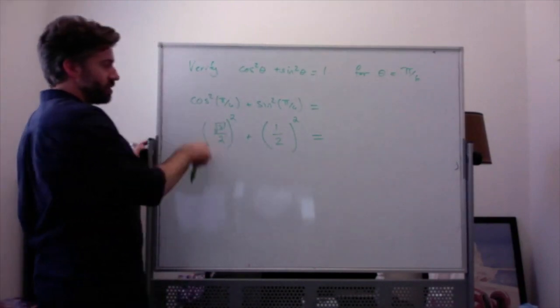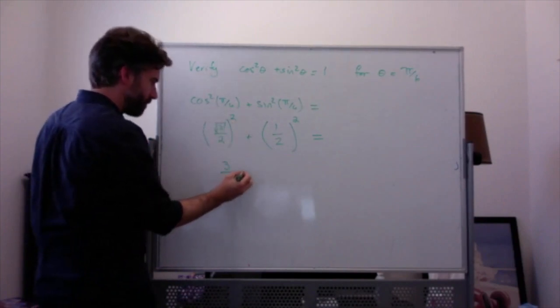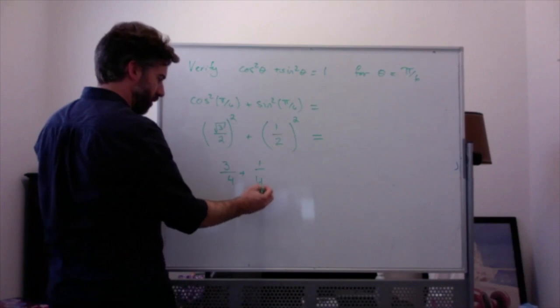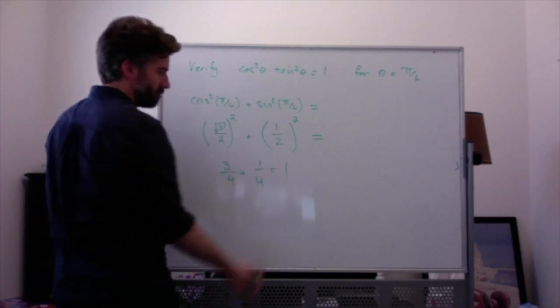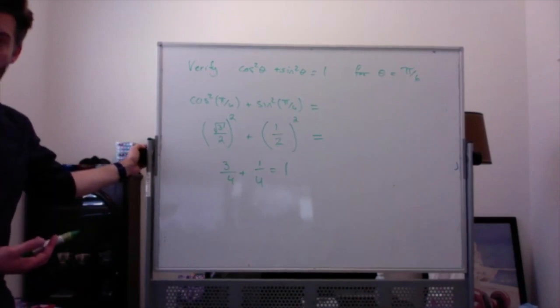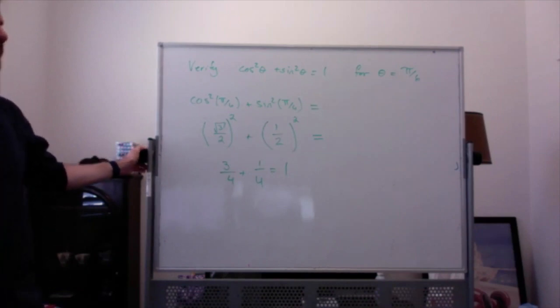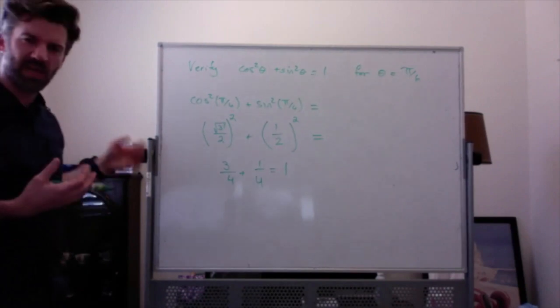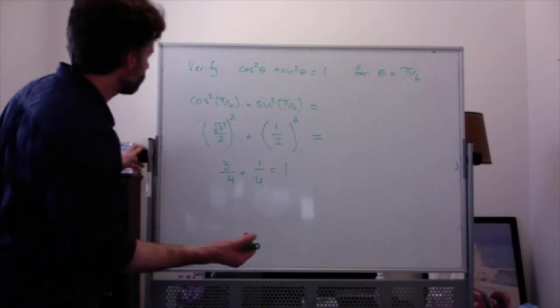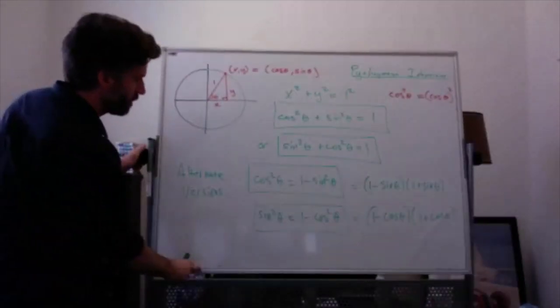So then this square root of 3 squared is 3, 2 squared is 4, 1 squared is 1, 2 squared is 4, and 3/4 plus 1/4 is 4/4, which is 1. So yes, this definitely works for this value. And it would be actually true for any value. I didn't put any of these problems on this homework assignment, but I'm probably going to put some on the next homework assignment because it's good to know how this works. Let's go back to the other side. Yeah, that works out.